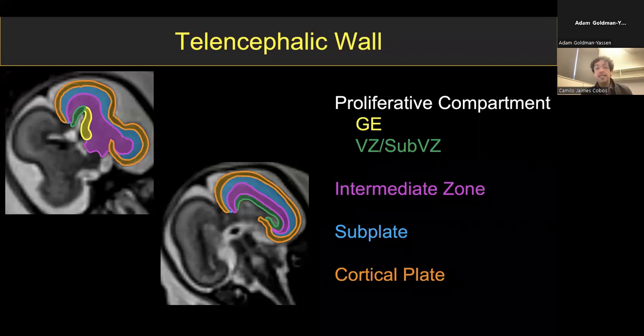The third one is the subplate. And the subplate is colored here in blue. And it is a very T2 hyperintense layer because it actually has very few neurons. It's mostly extracellular matrix, growth factors. The neurons stop there for a second, take a break, it's a pit stop, and then they go to the cortex.